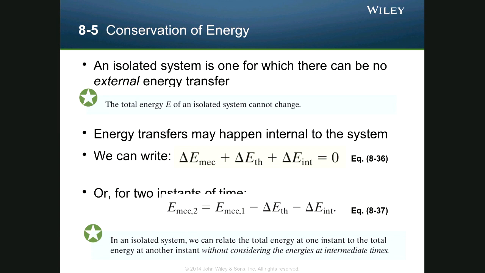An isolated system, a truly isolated system, is one for which there can be no external energy transfer. So the total E of an isolated system cannot change. Now there's some fascinating thoughts here, like where finally can you get to an isolated system? One of the more interesting questions people have talked about in philosophy and in physics is, is the universe an isolated system? And what does that mean if it is and if it's not?